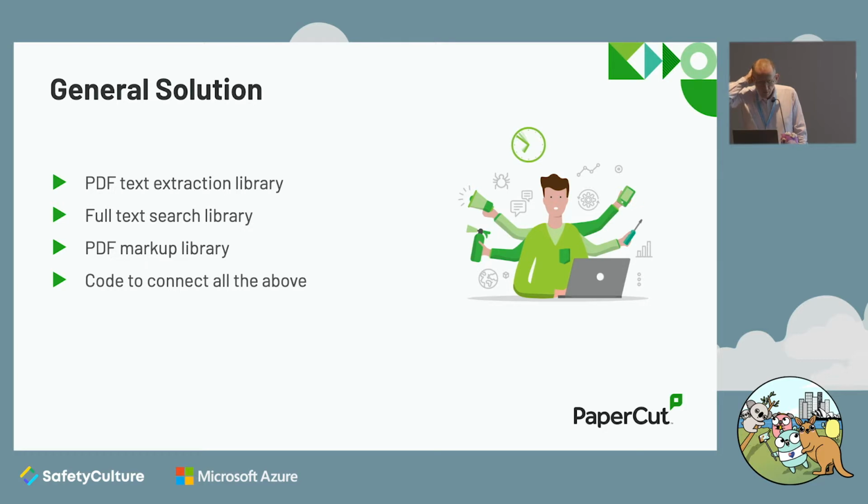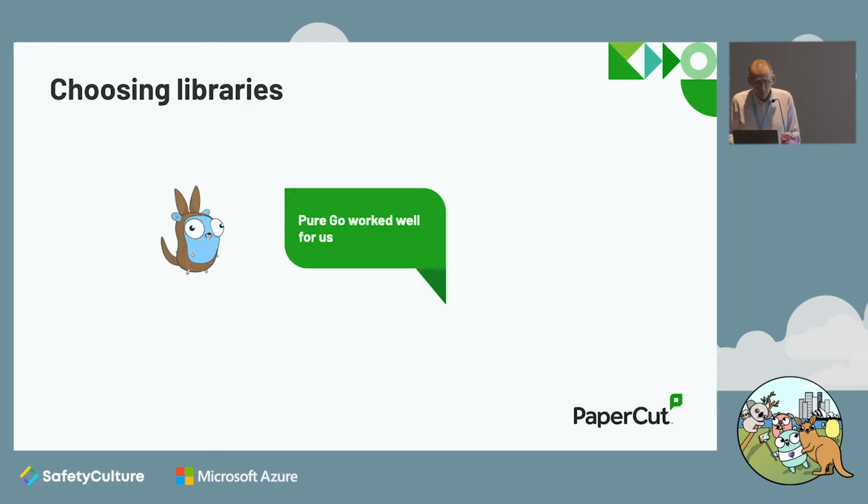Okay, now in order to do this, we need the following bits and pieces. We need a library that will extract the text from a PDF. We need a full text search library that will search the extracted text. We need another library to mark up the PDF with the matches, and then code to integrate all this and get it working. So at this stage we have to choose libraries.